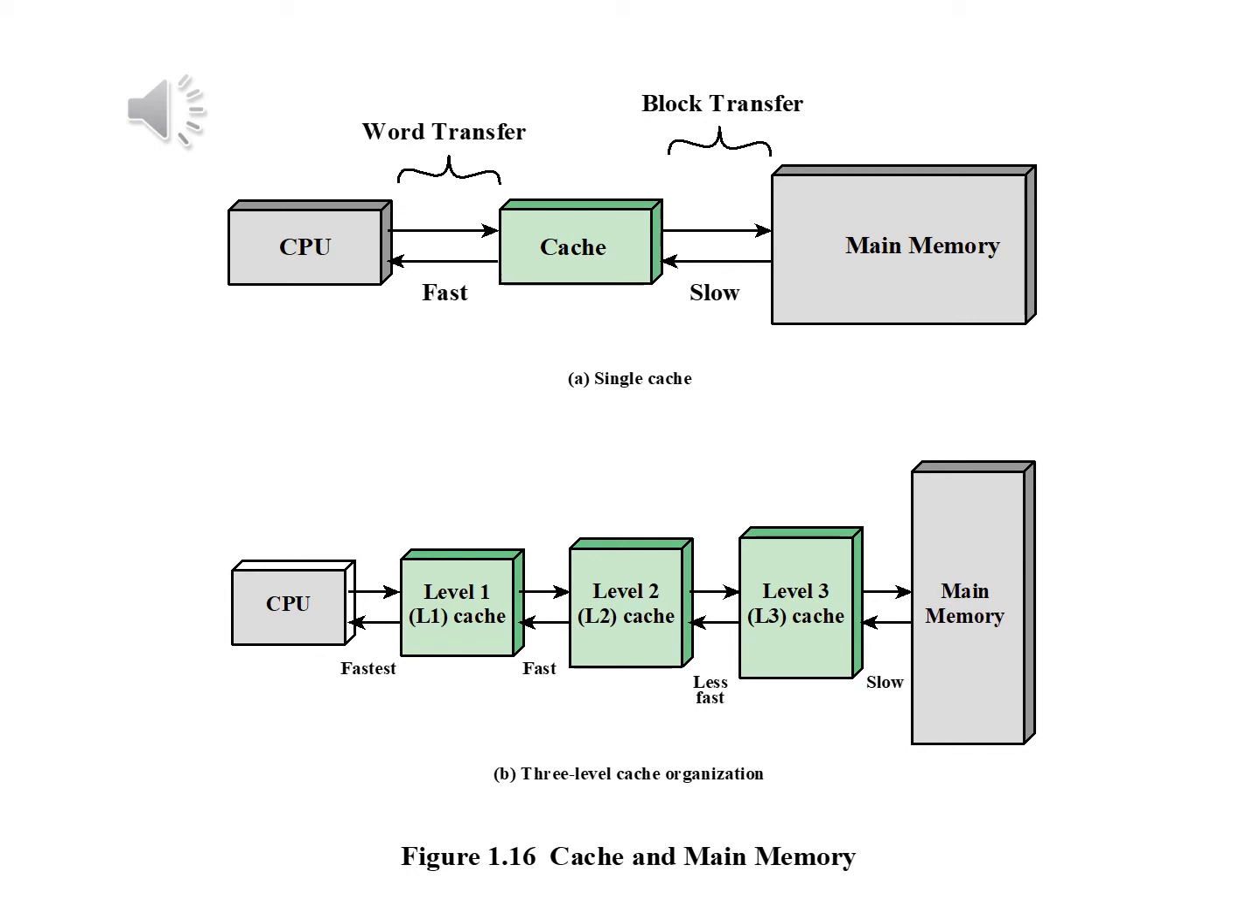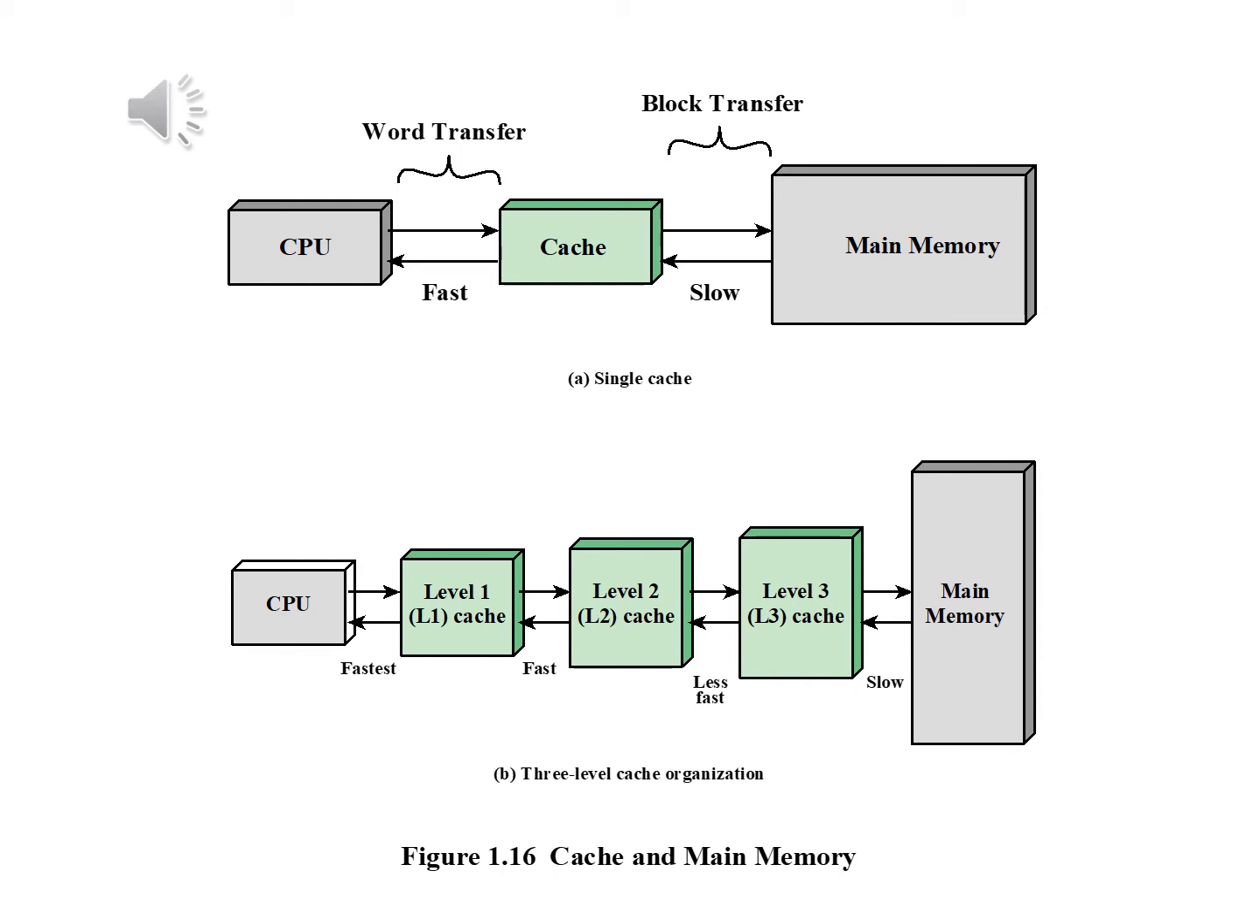When the processor attempts to read a byte or word of memory, a check is made to determine if the byte or word is in the cache. If so, the byte or word is delivered to the processor. If not, a block of main memory, consisting of some fixed number of bytes, is read into the cache, and then the byte or word is delivered to the processor.